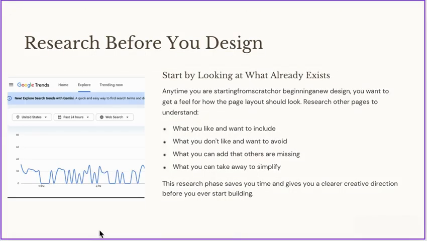Research before you design anything. See what's popular out there. I know right now it's the Mediterranean type design that's out. That is basically like a blue and yellow with a lemon. Very, very beautiful. Start by looking at what's already selling or already exists and that's popular in the market.